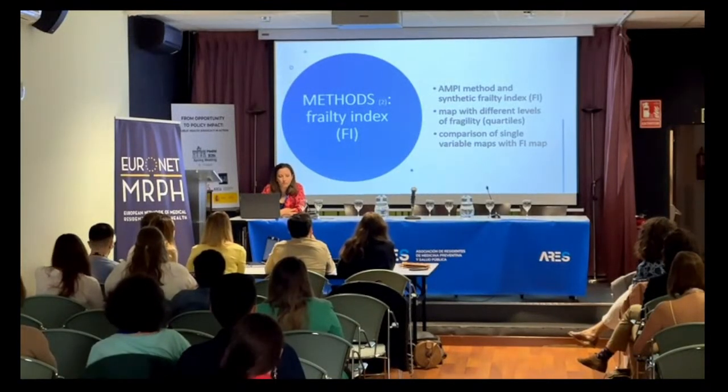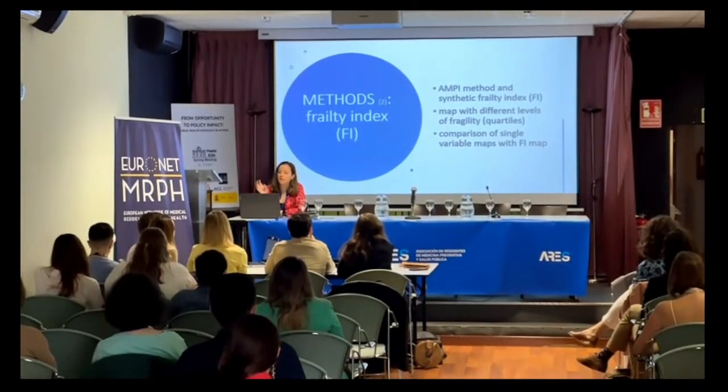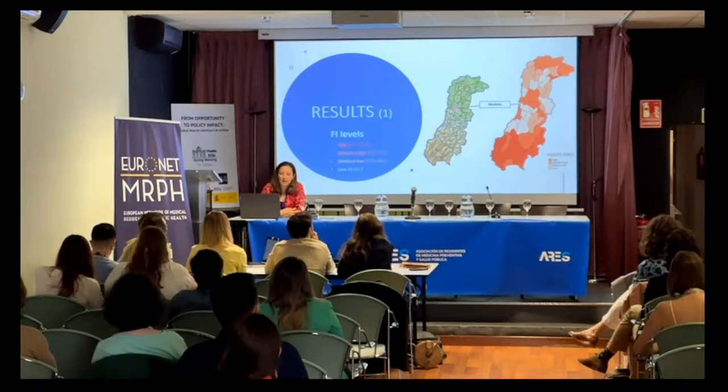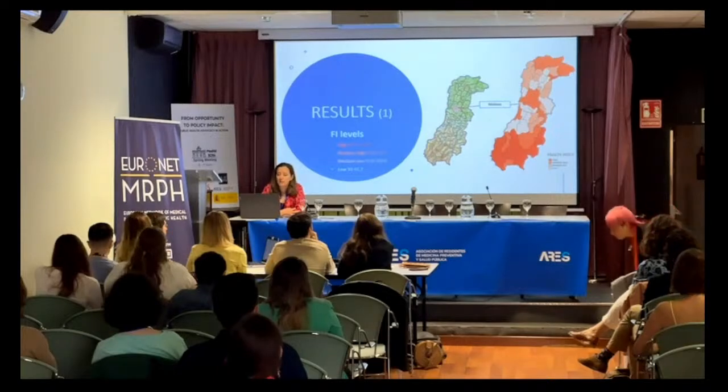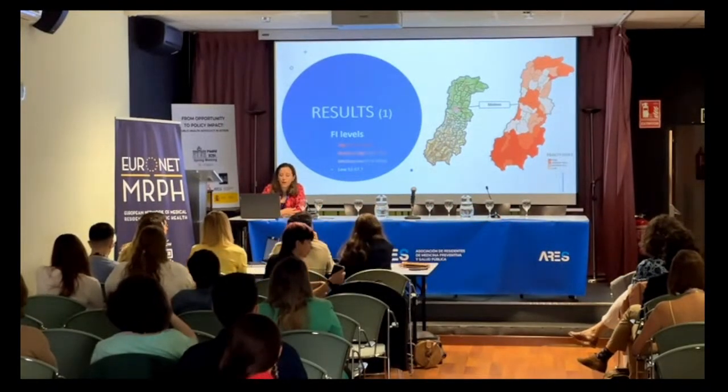And in the second part of the study, we also compared the maps of the rating index with the maps of the single variables we mentioned before. So these are the preliminary results of our study. This is the rating index. You can see four shades of red.